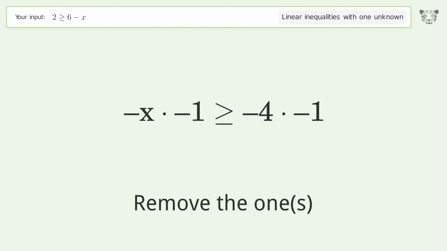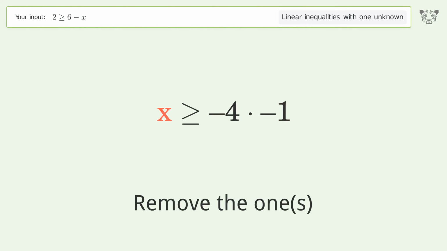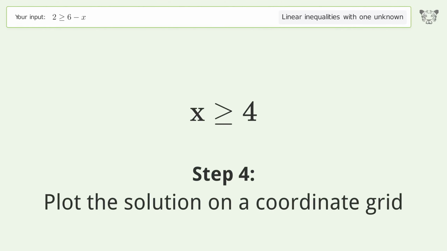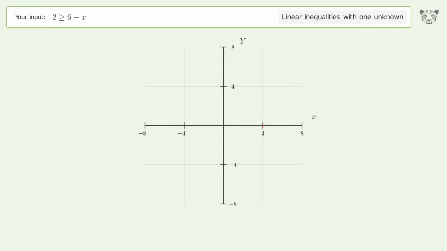Remove the ones. Simplify the arithmetic. Plot the solution on a coordinate grid. And so the final result is x equal or greater than 4.